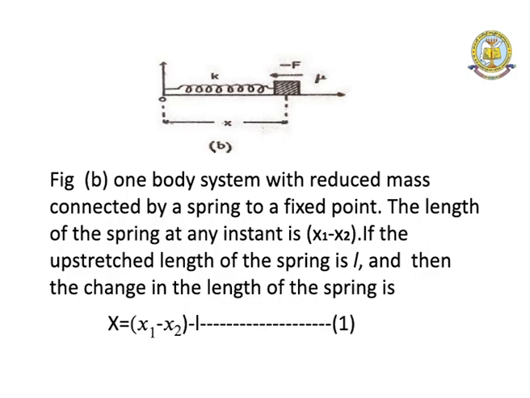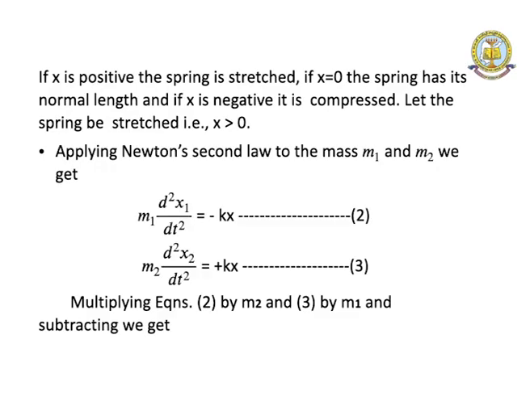Applying Newton's second law to m1 and m2, we get m1 d square x1 by dt square equal to minus kx, and m2 d square x2 by dt square equal to plus kx.